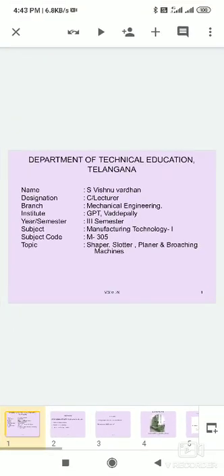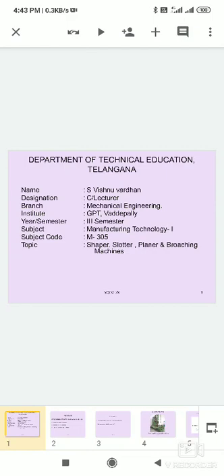Vishnuvardhan, Mechanical Department, Government Polytechnic, Guddepalli. My subject is Manufacturing Technology, 305 for C16 and C18 also. Third semester for diploma candidates.